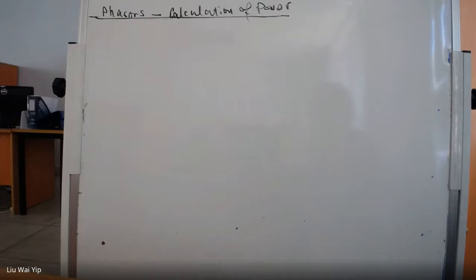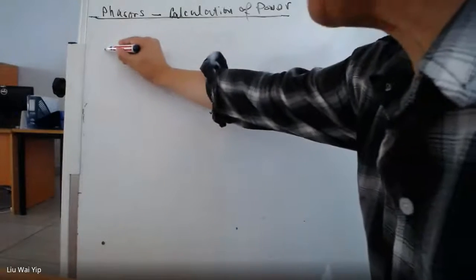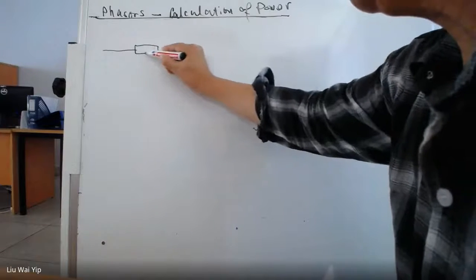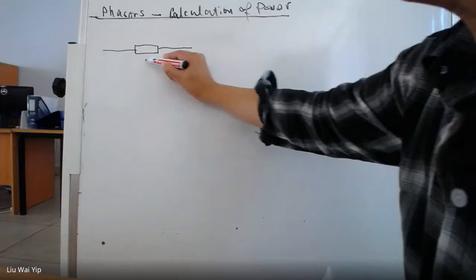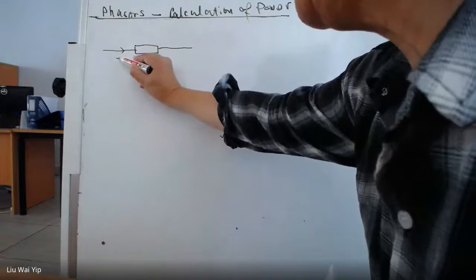Hello, my friends. Today I'm going to talk about how we can calculate power using the phasor relations. So now, let's say we have a device, right? The impedance of the device is Z, and you have a current going in.